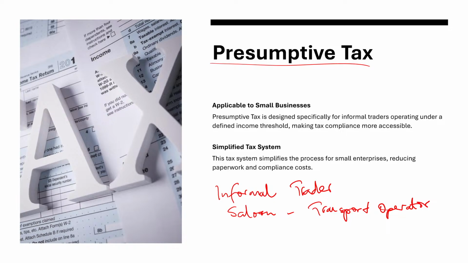So presumptive tax is mainly for informal traders, which they say is a simplified tax system, but on your side it's not simplified, as you usually get charged more tax than the profits you are making. So these are the four main tax heads that you need to understand as a business owner.